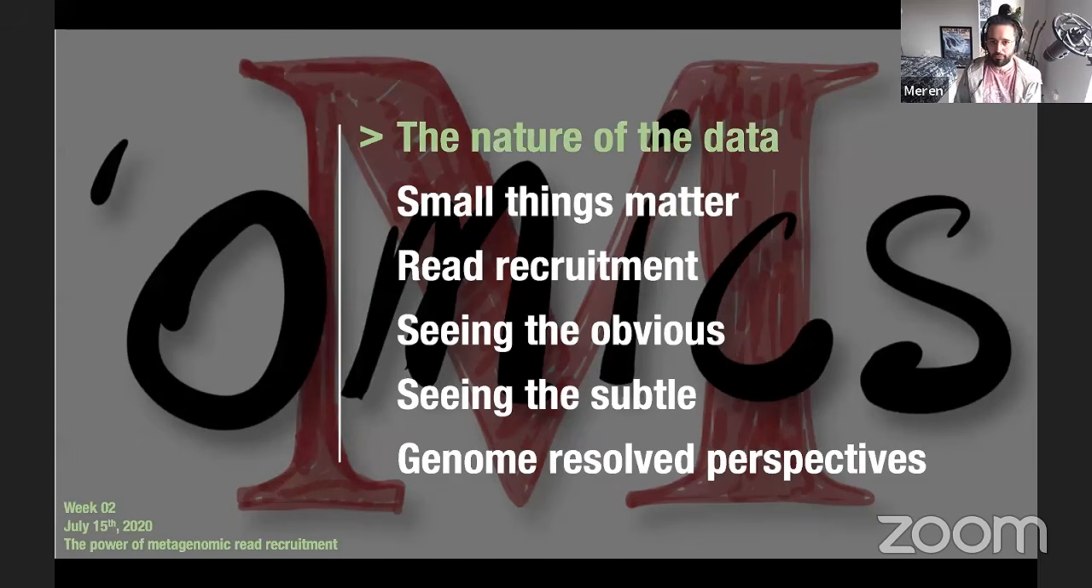So what I want to do now is to start with the nature of the data. I want to contrast amplicon sequencing to shotgun metagenomics, so we have a better foundation to discuss the differences and the utility of the strategy of shotgun sequencing.